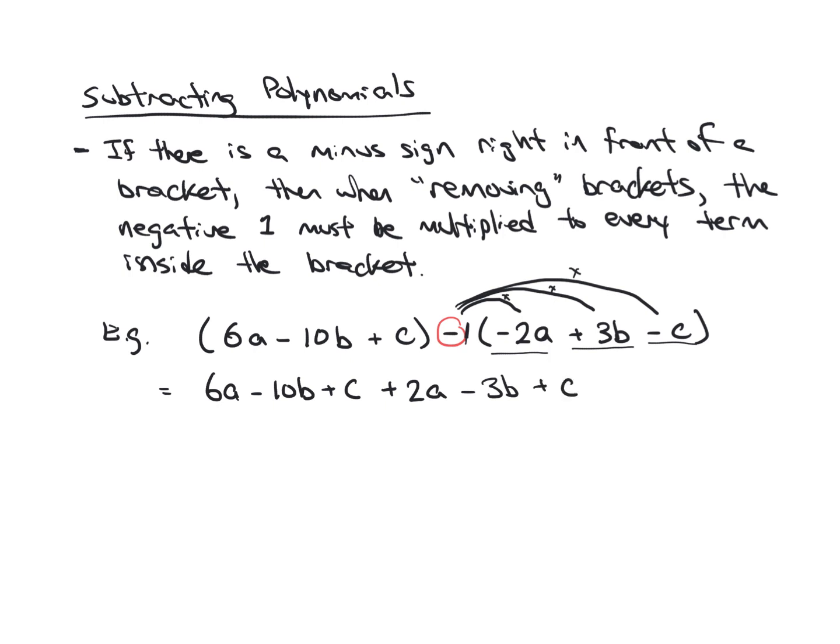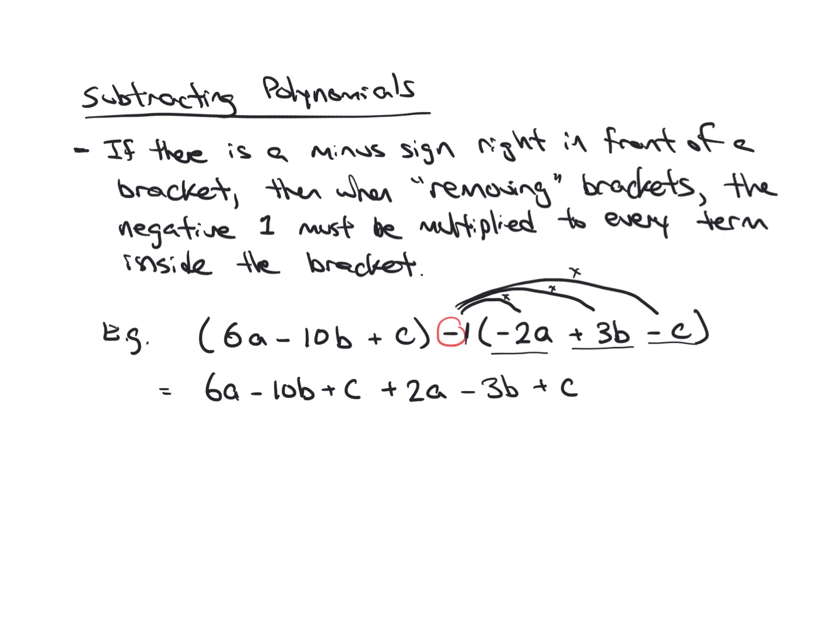A negative times a negative is a positive. So essentially, what happens is when you subtract polynomials, in the second bracket, the one after the minus sign, all of the signs get flipped. The -2a became a +2a. The +3b became a -3b, and the -c became a +c. That's the effect of that minus sign. It flips all the signs in that second bracket.